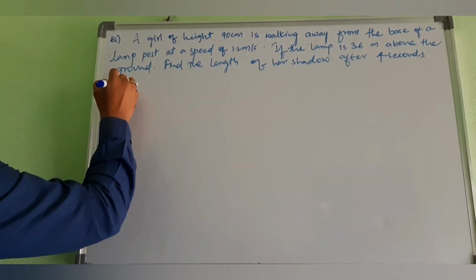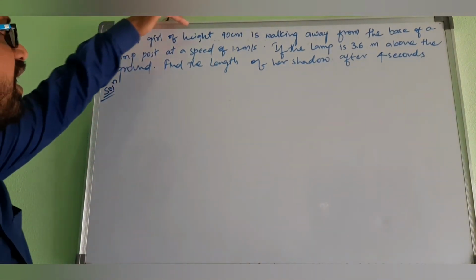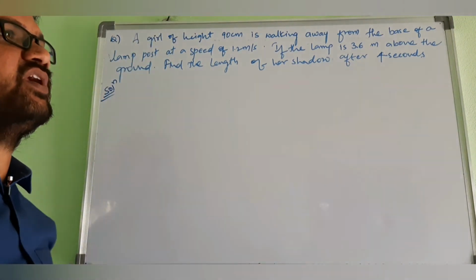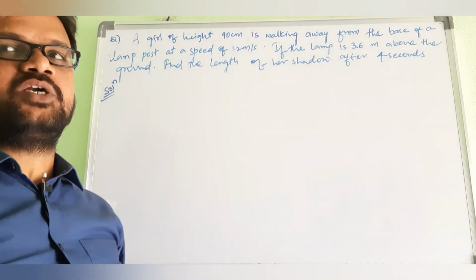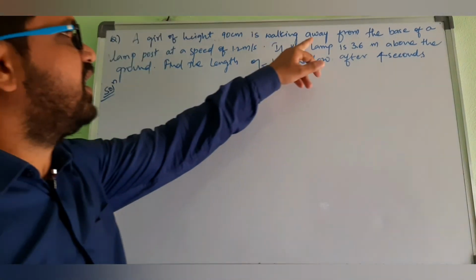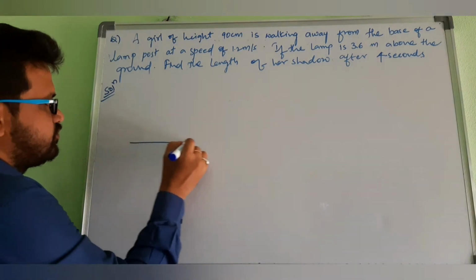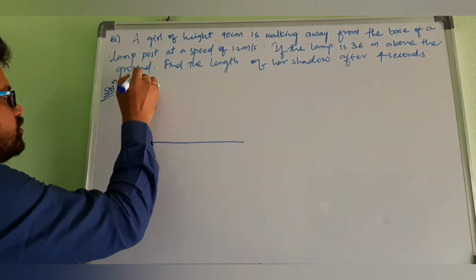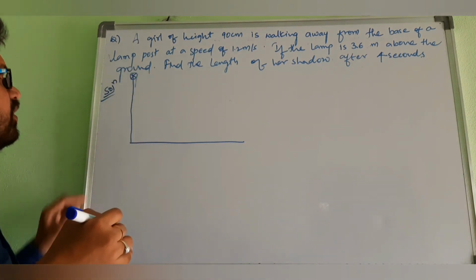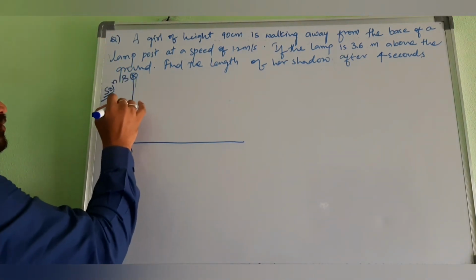So from the given data we have to draw the diagram. A girl of height 90 centimeters, so the height of the girl is 90 centimeters. Convert into meters: 90 centimeters is equal to how many meters? 0.9 meters. She is walking away from the base of a lamp post. So draw the diagram. This is a lamp post. Lamp is here. Okay, this is the lamp. Let us take A and this is B.